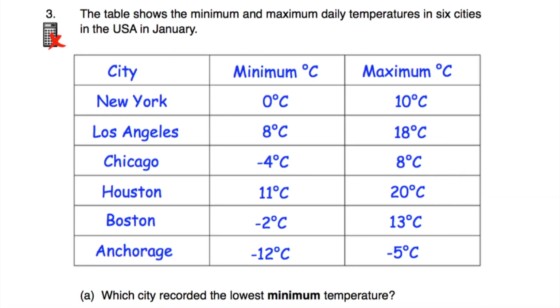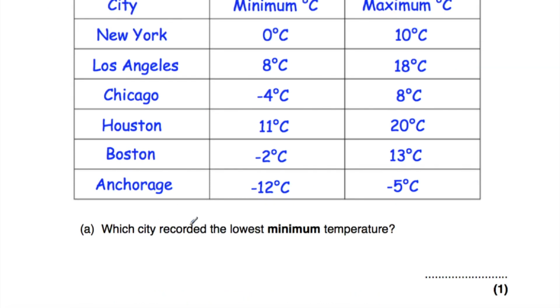Okay, let's have a look at question number 3. Question number 3 says the table shows the minimum and maximum daily temperature in 6 cities in the United States of America in January. So we've got New York, Los Angeles, Chicago, Houston, Boston and Anchorage. I've got the minimum temperature in degrees Celsius and the maximum temperature in degrees Celsius. So for instance, in Chicago, the minimum temperature was -4 degrees Celsius and the maximum temperature was 8 degrees Celsius, and so on.